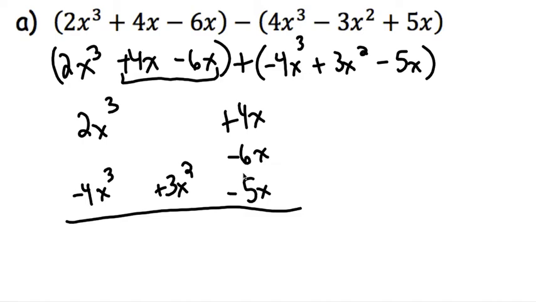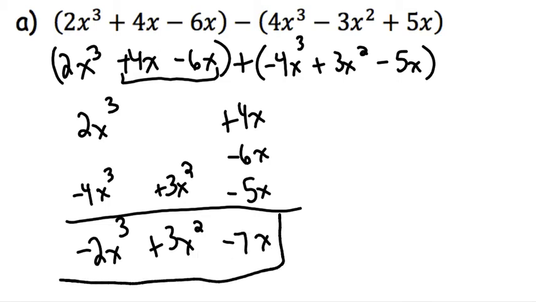So over here, 2x cubed minus 4x cubed, all I'm going to do is 2 minus 4, that's negative 2x cubed. 3x squared, nothing to combine with that, so plus 3x squared. And then over here, I have 4x minus 6x, that's negative 2x, minus 5x, so that's a negative 7x. And there you go, that's your final answer. So as you can see, we're not really doing a whole lot new.